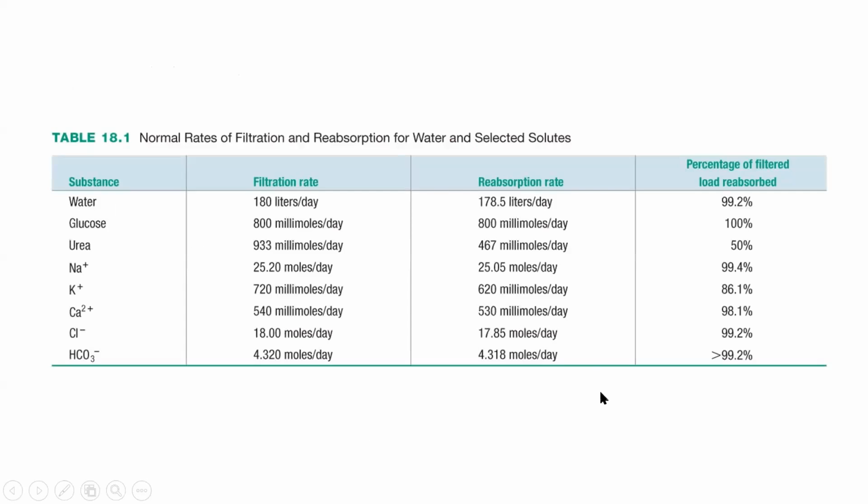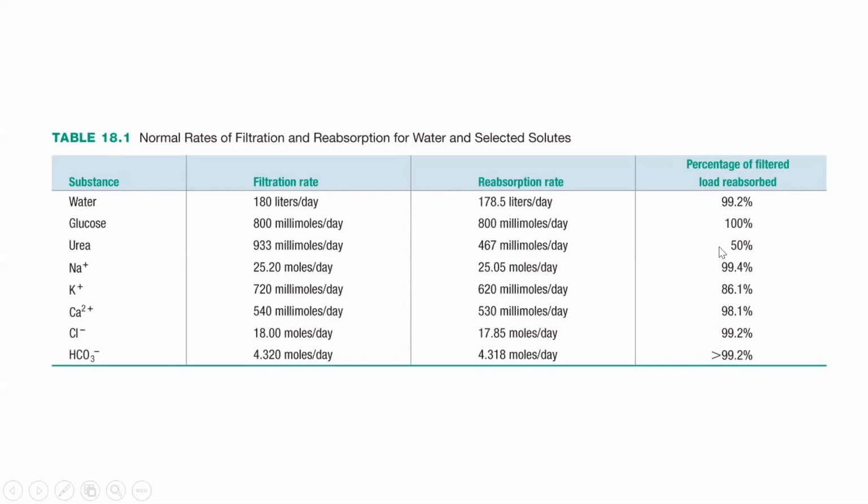This table, I don't want you to memorize, but I want you to have an understanding of some of the proportions of what is reabsorbed. These are our rates of filtration: how much of these substances are filtered across the glomerulus. These are our rates of reabsorption: how much of these substances are reabsorbed from the tubular structures back into the capillaries, so back into the blood. And then here is a percentage of the filtered load: how much of what was filtered is actually reabsorbed.